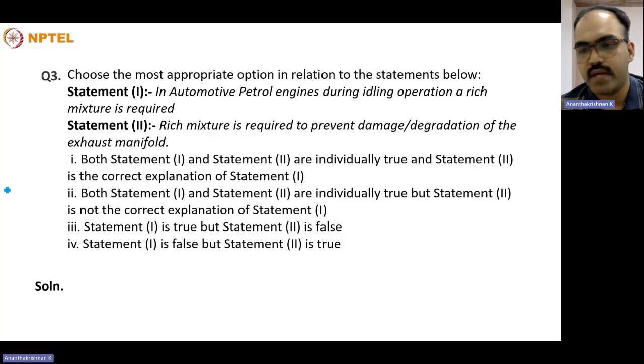Yes. So we have seen the fourth option of the previous problem. We need to provide a rich mixture to dissipate the excess heat. So option 2 is right.